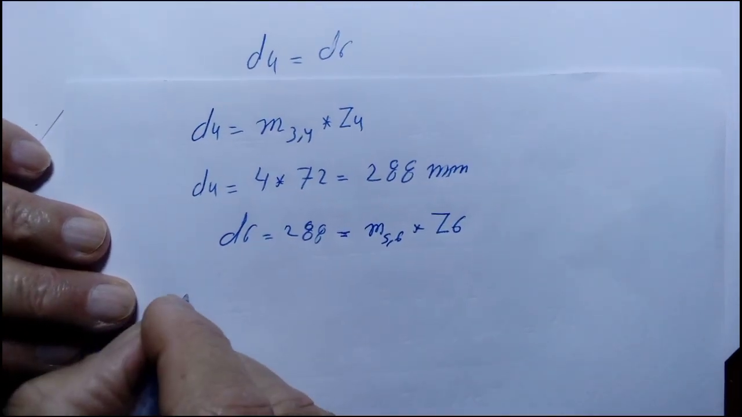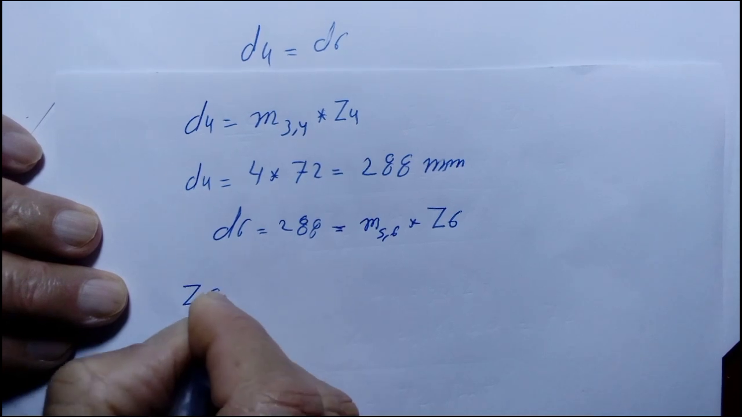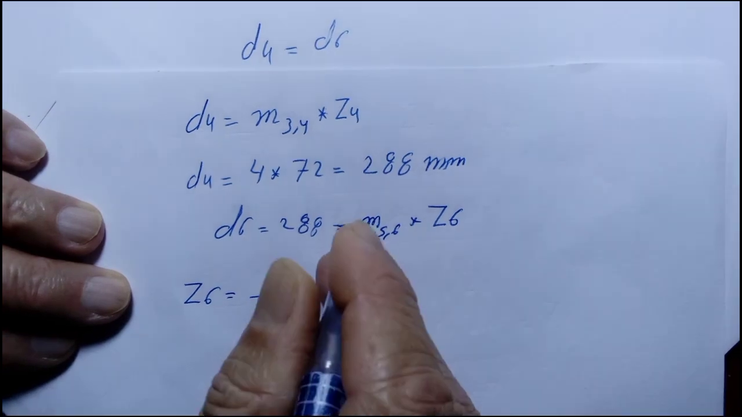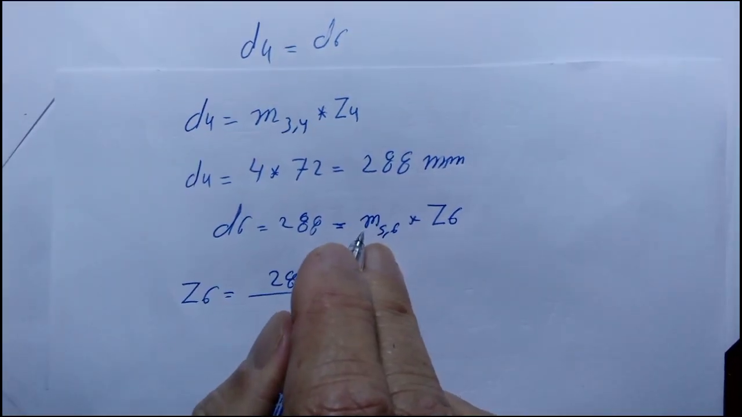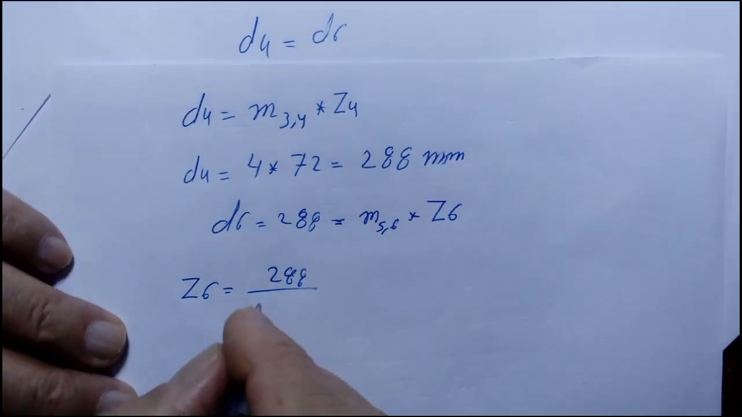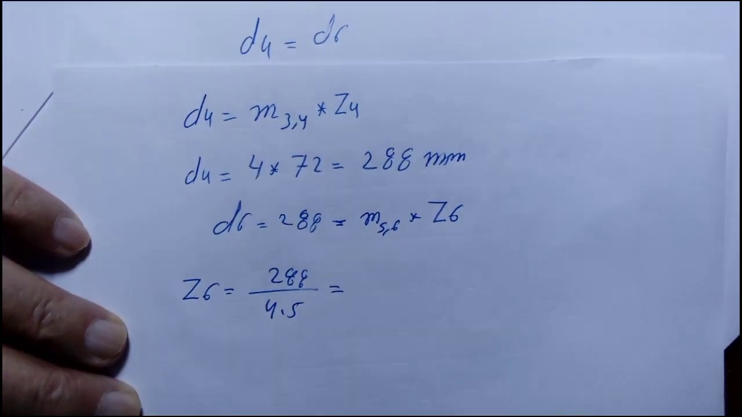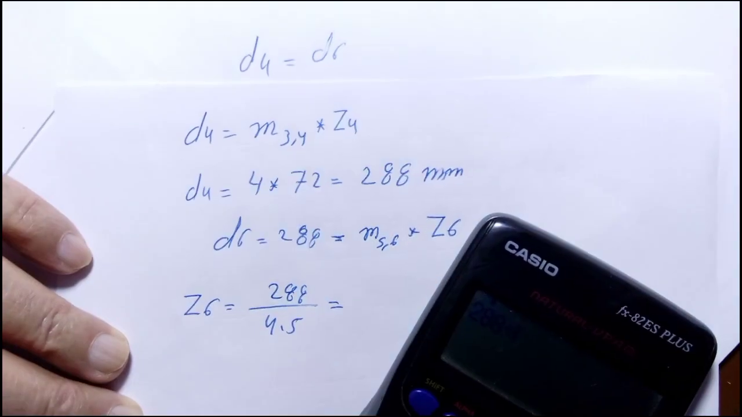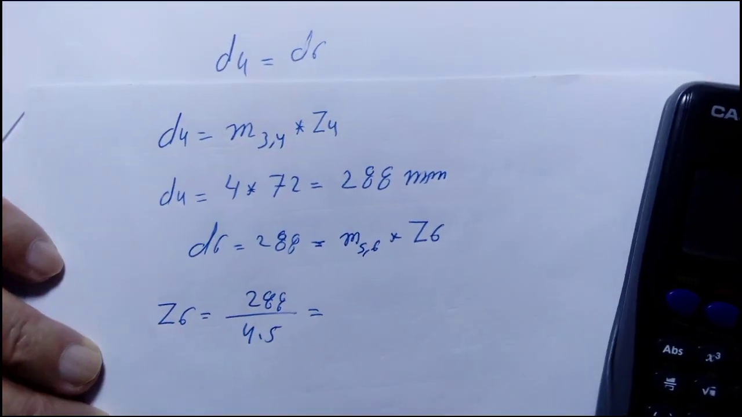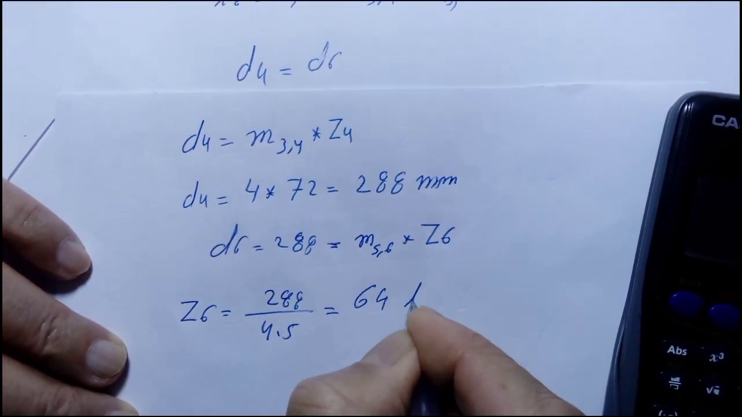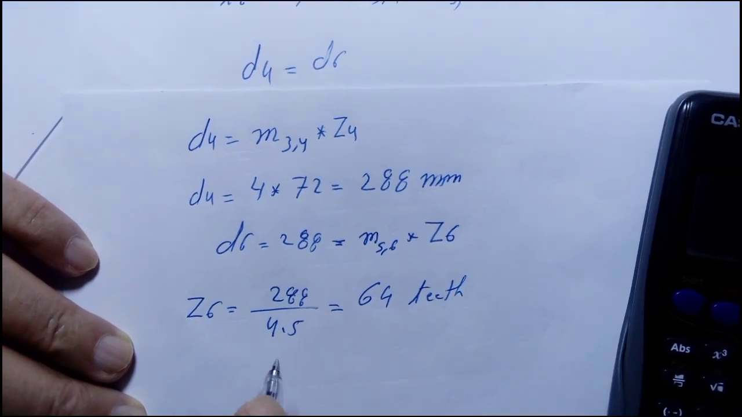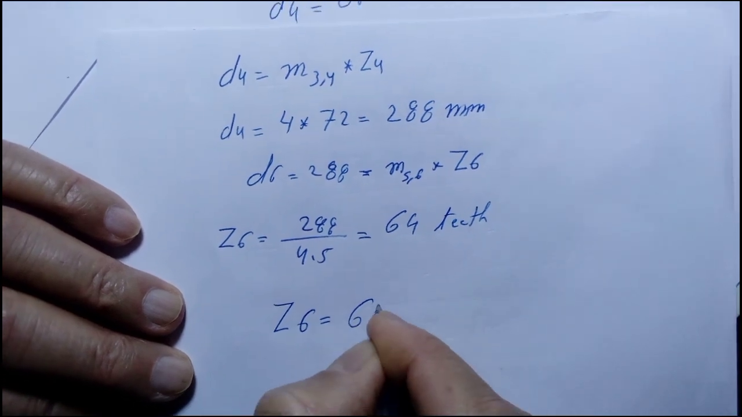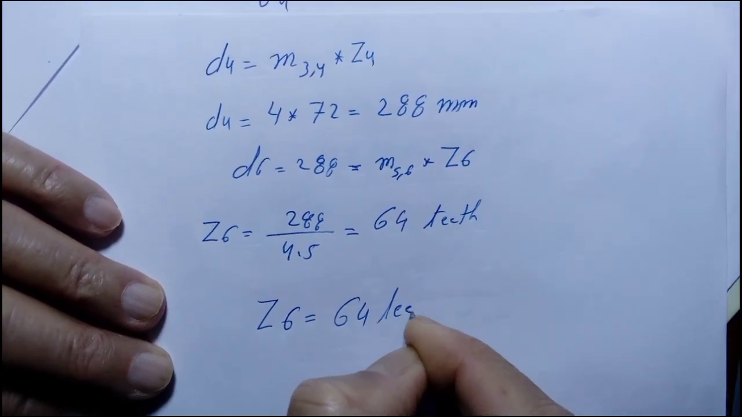Okay, so Z6 will be 288 divided by M56, 4.5. So it would be 288 divided by 4.5. It would be 64 teeth. So Z6 is equal to 64 teeth.